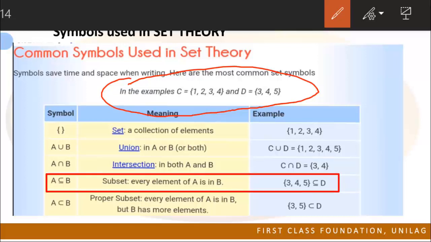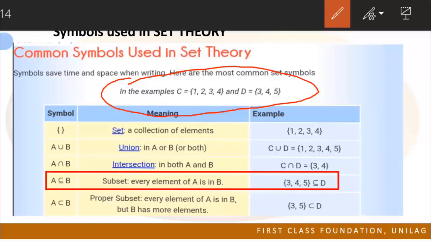Now the next one we have here is subset. So that's A subset B. It means every element of A is in B without B having any other more elements. Even if B is going to have more elements, it's going to be repetition of elements already in A. So that's why 3, 4, 5 are a subset of B.